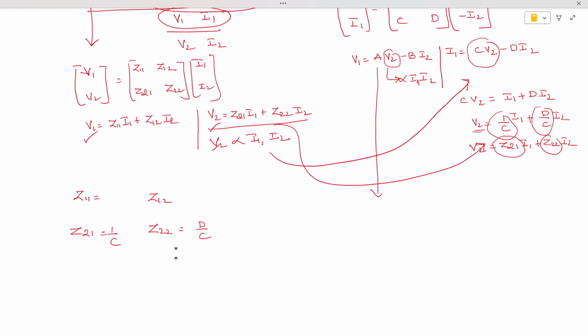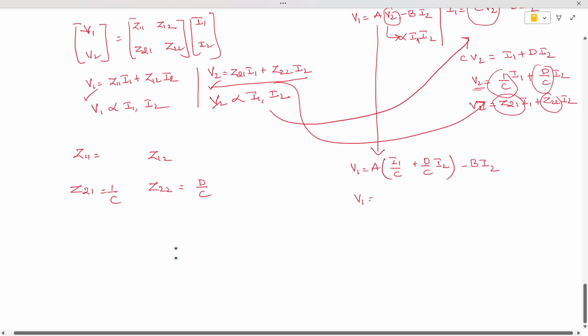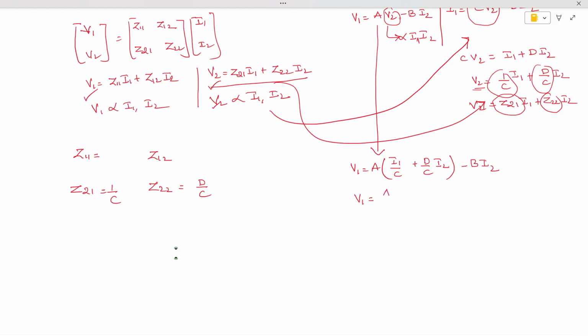Substitute this in the equation. V1 is equal to A into V2 minus B into I2. V2 we can write as I1 by C plus D by C into I2, that is the expression of V2. We want V1 in terms of only I1 and I2. It's already there, no need to do it. So V1 is equal to, multiplying this expression, A by C into I1 plus AD by C into I2 minus B into I2.